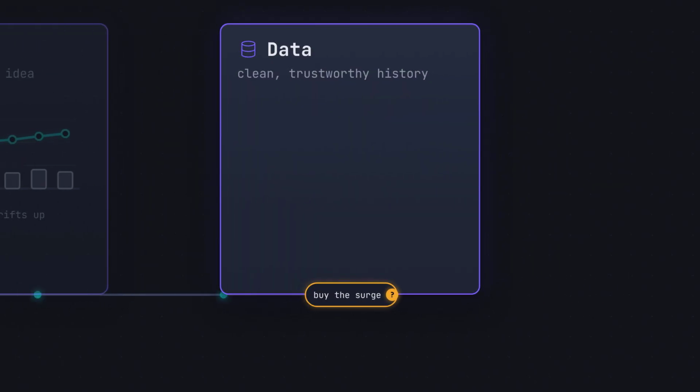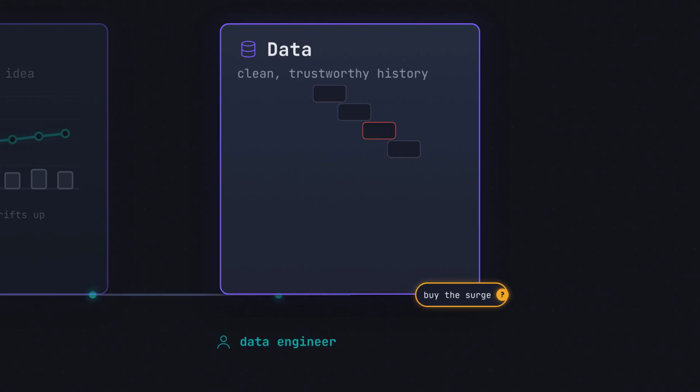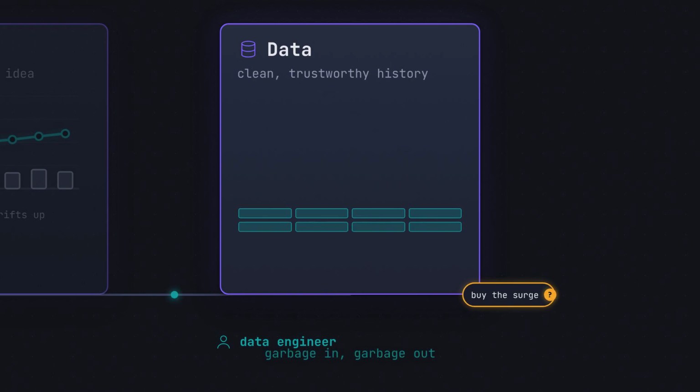This is where the data engineer comes in. Markets create enormous amounts of information every second. Prices change, orders appear and cancel, trades complete, news breaks. And the raw feed is messy. Records go missing, timestamps are wrong. The same company has different names in different systems. The data engineer collects all of it, cleans it, and organizes it so everyone else can trust it.